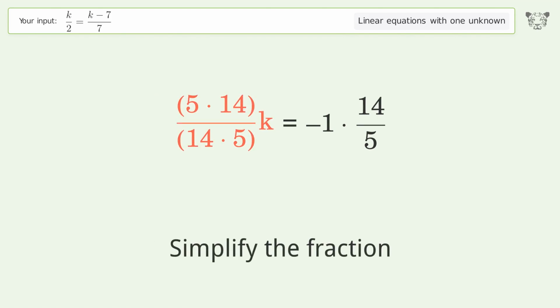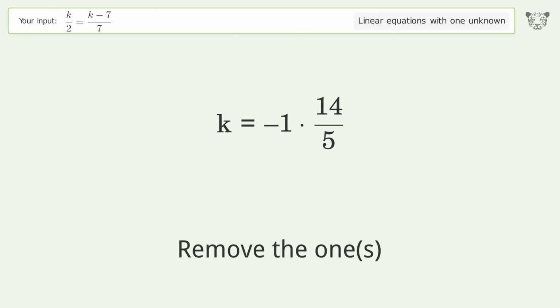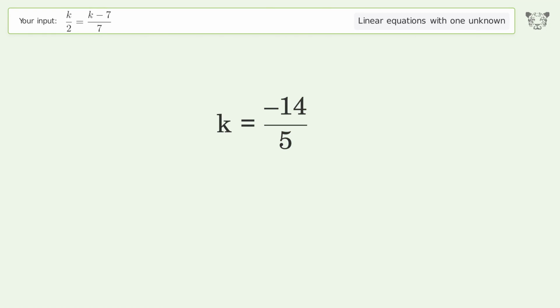Simplify the fraction. Remove the ones. And so the final result is k equals -14/5.